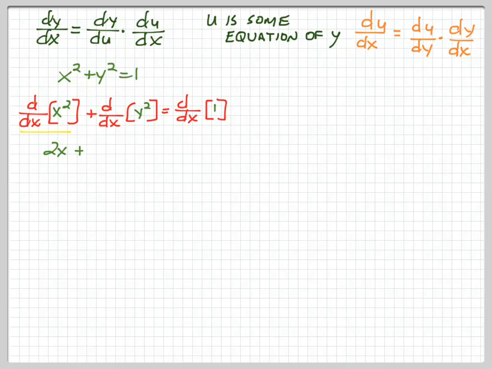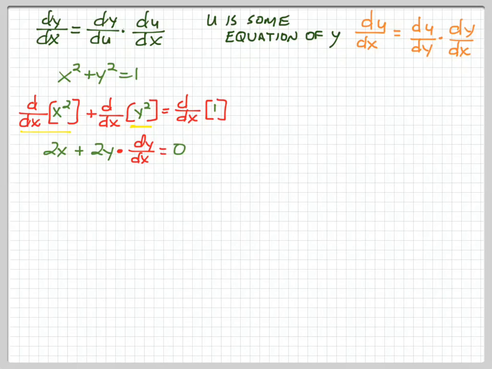Our second part, now we've got y squared and x, so we can't find the derivative of that directly. So we're going to use the idea of u being some equation of y. We can still use the chain rule, and what we're going to come up with is 2y times dy over dx. Alright, so that's using the rewritten chain rule in the orange. And then the last part is 0, right? The derivative of 1 with respect to x we know is going to be 0.